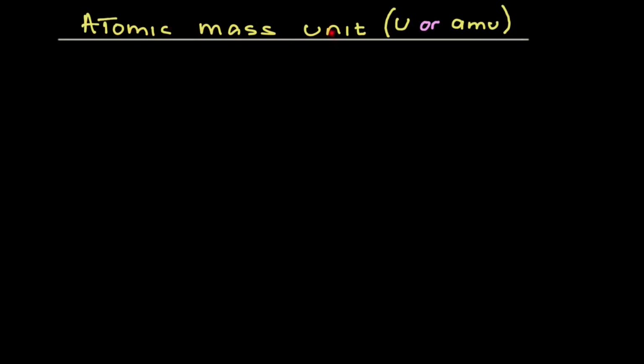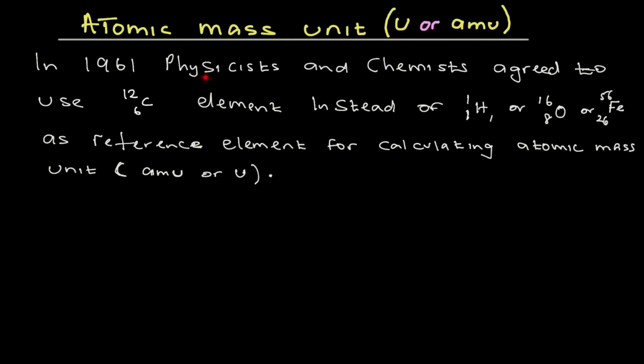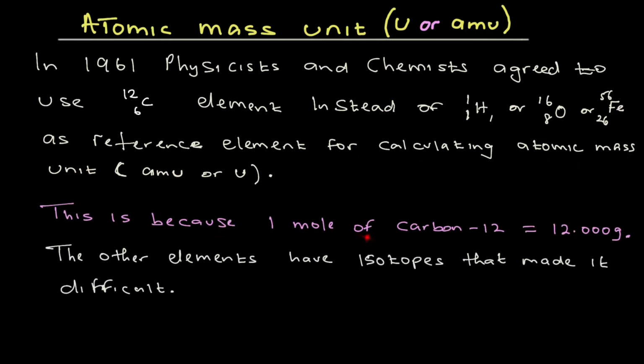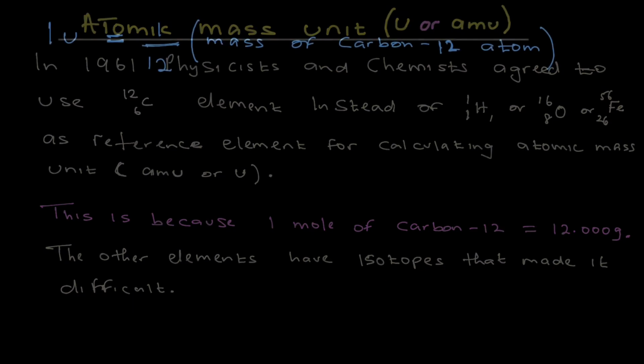Atomic mass unit, U or AMU. In 1961, physicists and chemists agreed to use the carbon-12 element instead of hydrogen, oxygen or iron as the reference element for calculating the atomic mass unit. This is because 1 mole of carbon-12 equals exactly 12 grams. The other elements have isotopes that made it difficult.